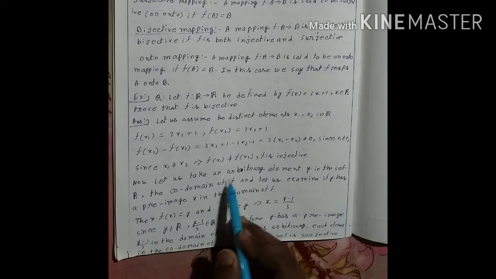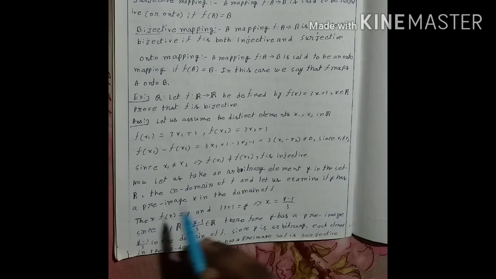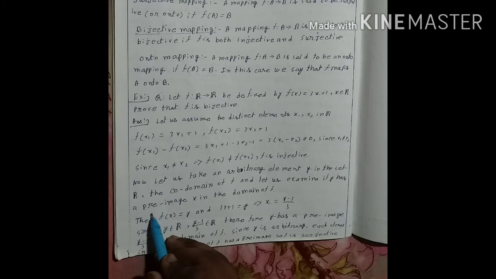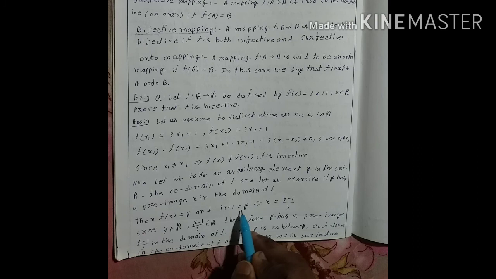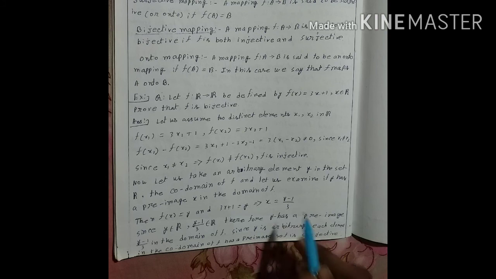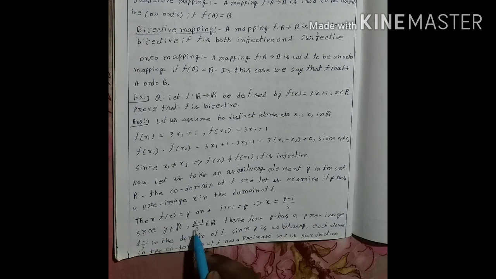Now let us take an arbitrary element y in the set R, the codomain of f, and let us examine if y has a pre-image x in the domain of f. Then f(x) is equal to y, and 3x + 1 is equal to y. This implies x is equal to (y minus 1) by 3. Since y belongs to R and (y minus 1) by 3 belongs to R, therefore y has a pre-image (y minus 1) by 3 in the domain of f. Since y is arbitrary, each element in the codomain of f has a pre-image, so f is surjective.